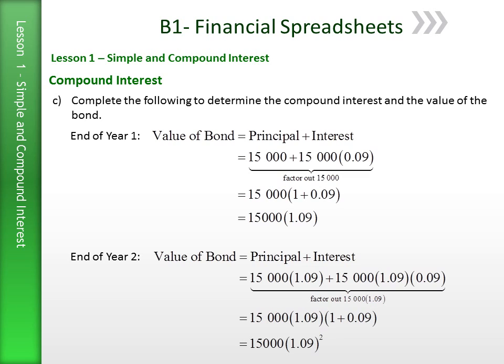Now we have two terms, and the common factor in each of those terms is the 15,000 times 1.09. So I'm now going to pull that out, and I'll have the 15,000 times 1.09, and I'm left with 1 plus 0.09. That just means that we have two 1.09s. So our final answer will be 15,000 times 1.09 to the power of 2.